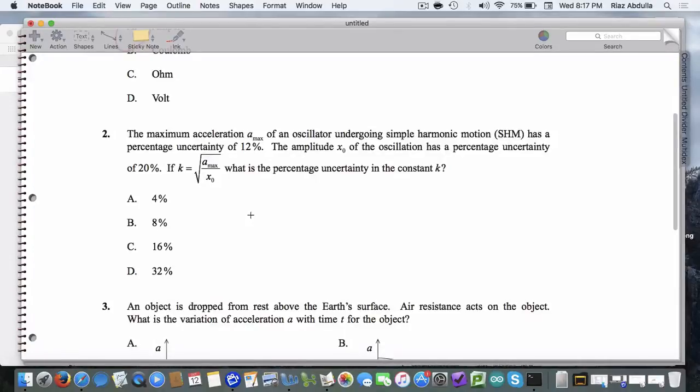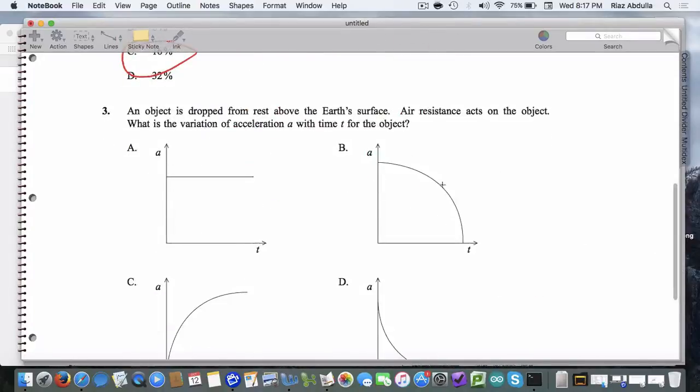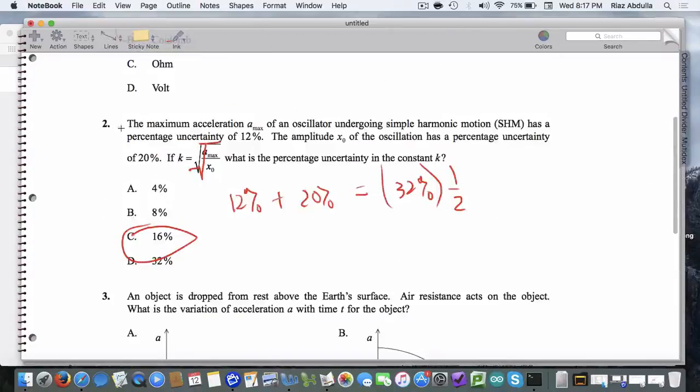The way this is going to work is we have an uncertainty of 12% plus 20%, which is 32%. And this square root sign means you times it by a half, and that's how we're going to get 16% for our uncertainty. Okay, that's just the rule for square roots. I'm probably not going to put one like that on there, so I'm going to count this, but don't study it too hard for the exam.